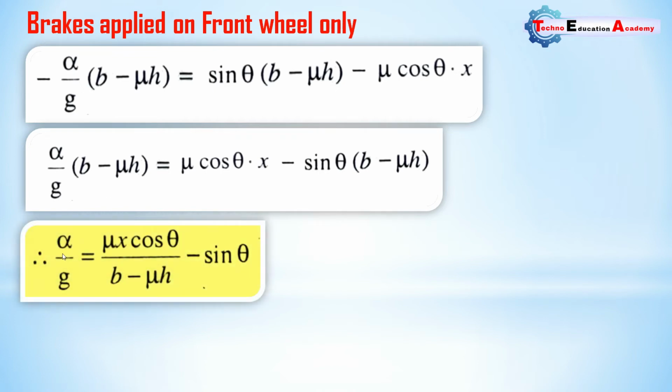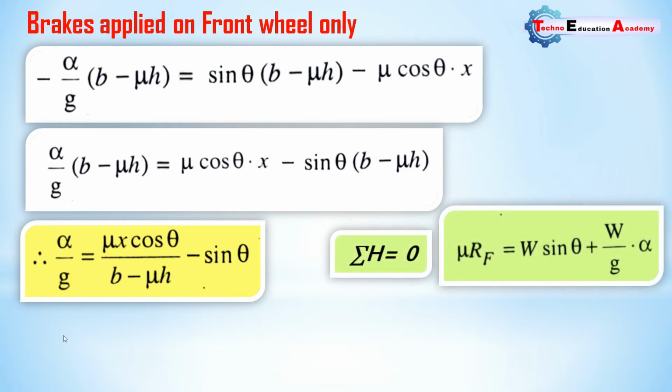So divide by b minus mu h on left hand side and right hand side. So alpha by g equal to mu cos theta into x divided by b minus mu h, and sin theta into b minus mu h divided by b minus mu h is cancelled out, the remaining term is sin theta. So it is the equation of alpha by g.